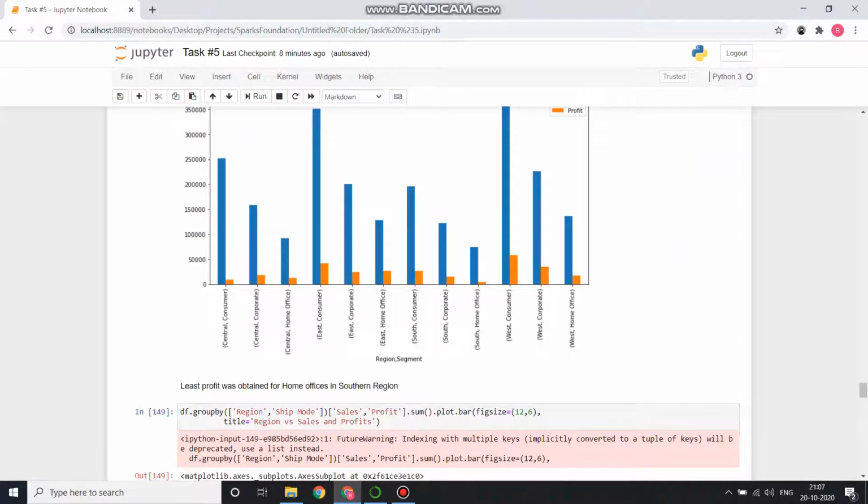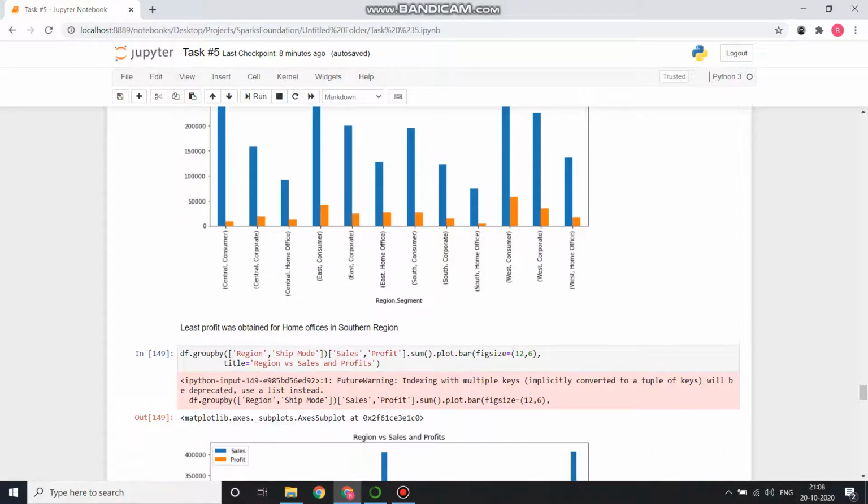Here's region-wise analysis based on the segment, that is consumer, corporate, home office, and we can see that southern region home office supply sales in the southern region led to the least profit.